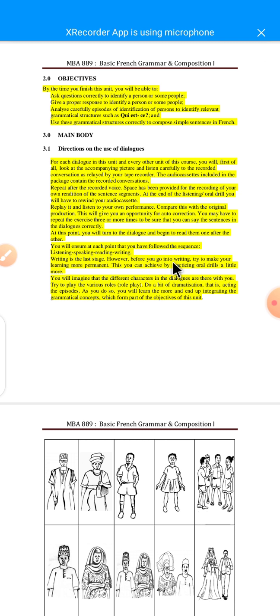However, before you go into writing, try to make your learning more permanent. This you can achieve by practicing oral drills a little more. You will imagine that the different characters in the dialogues are there with you. Try to play the various roles. That's role play. Do a bit of dramatization, that is, acting the episodes. As you do so, you will learn the more and end up integrating the grammatical concepts, which form part of the objectives of this unit.